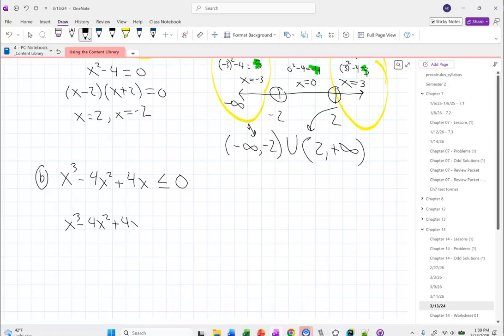Again, my first step is to find where this function is equal to 0 or where it's undefined. Let's start with the undefined piece. What type of function is x cubed minus 4x squared plus 4x? Polynomial. What's the domain for a polynomial? Is it ever undefined? No. So that gives me nothing.